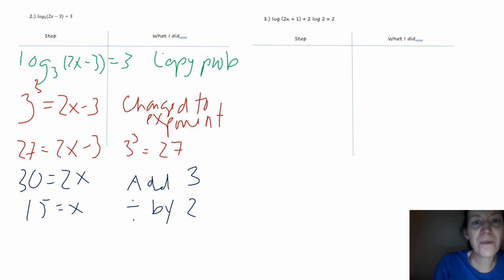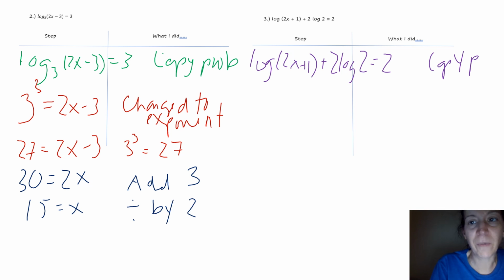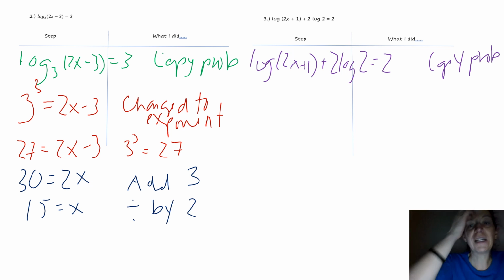So let's start by copying it over. I don't have anywhere near enough room. All right, so I've got a couple of things going on here that we need to make a note of. I have 2 logs that are being added together, so I know I'm going to need to collapse those because that 2 is going to be problematic. But I have this other 2 right there that's in the way, and I can't collapse them as long as I have that 2 in the way.